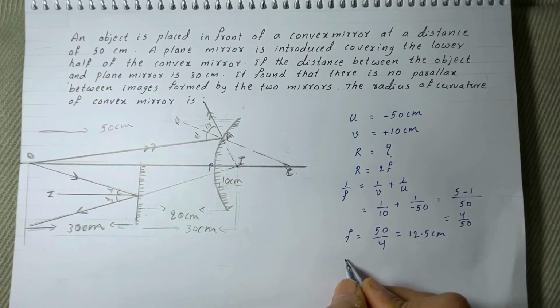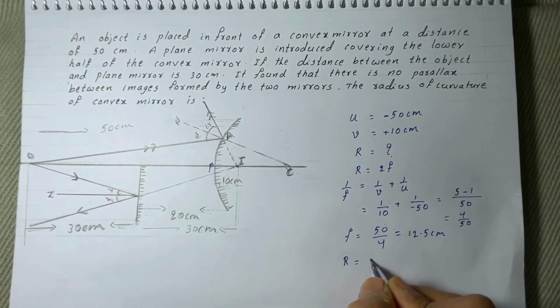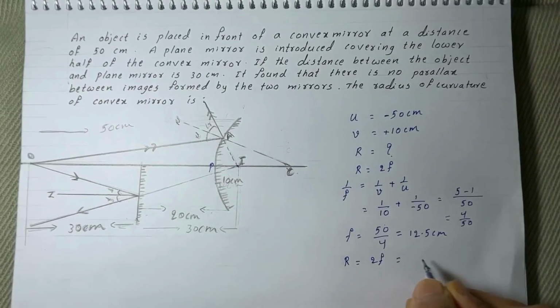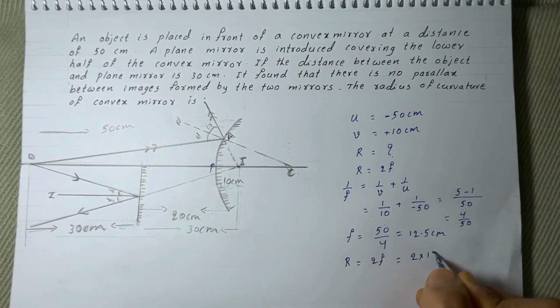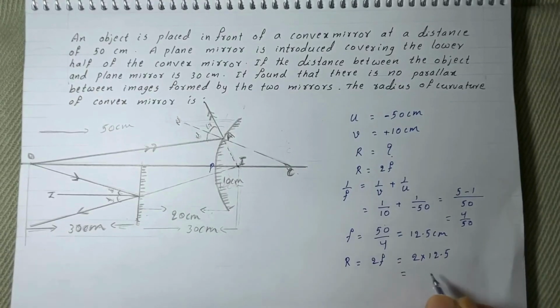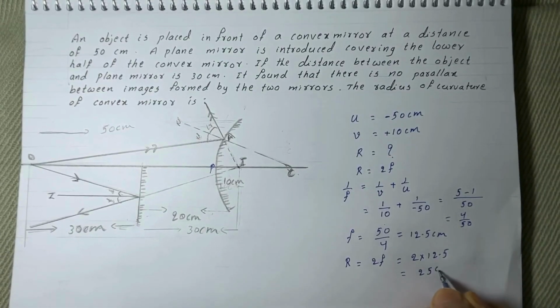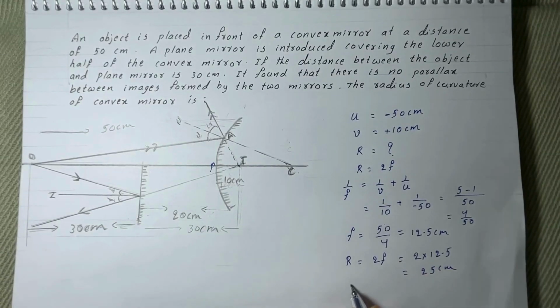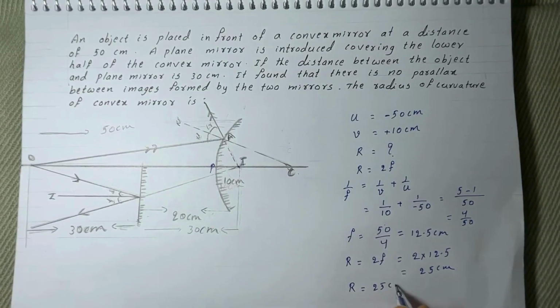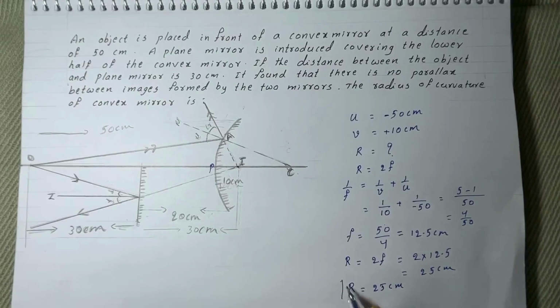So from this, R is equal to twice the focal length, that is 2 into 12.5, that is equal to 25 centimeters. So our answer, the radius of curvature of the convex mirror, is equal to 25 centimeters.